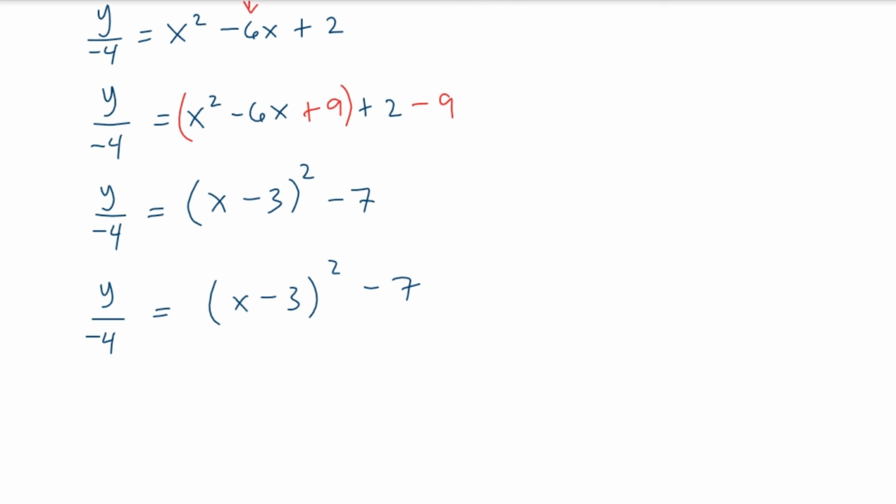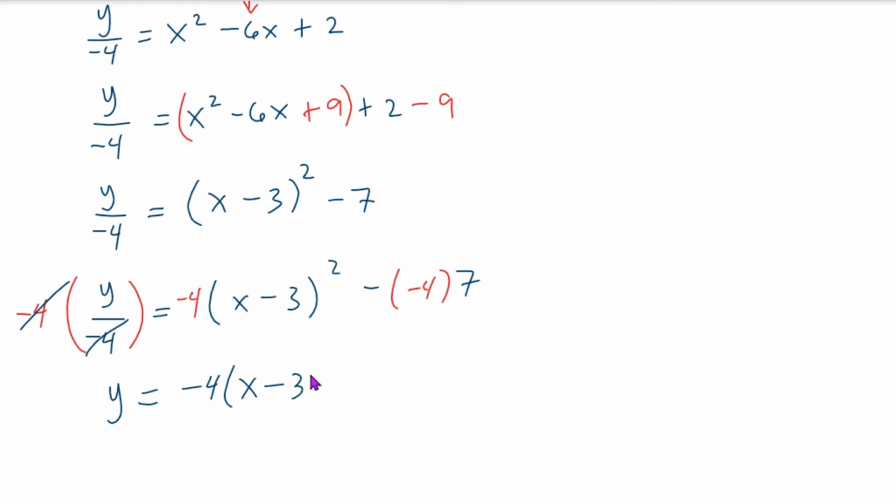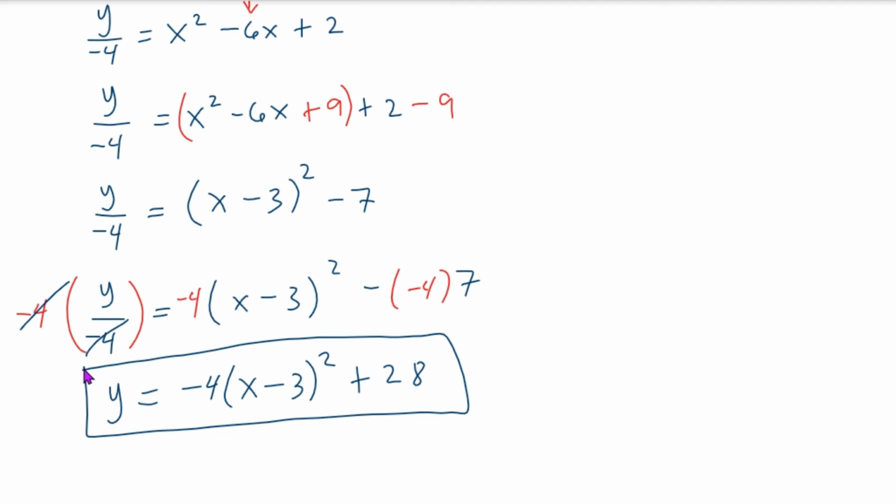Now, multiplying both sides by negative 4, so we have here negative 4 times 7. Now we can cancel the negative 4. So we have y equals negative 4 times the quantity x minus 3 squared. And then we have positive 28. So this is now the vertex form of the given function.